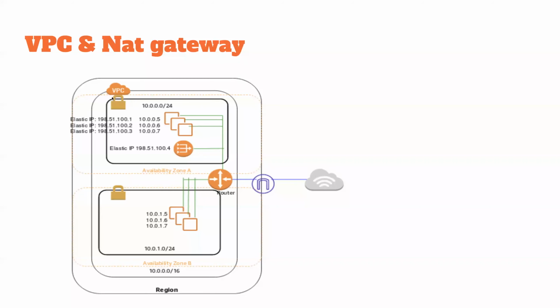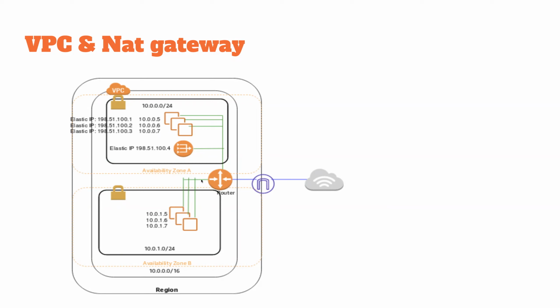So as you notice here, we have our VPC, right? We have our subnet here, and we have another subnet. This one is a private subnet. This one is a public subnet.